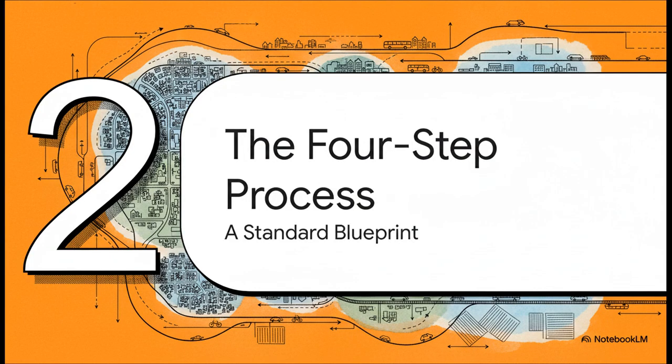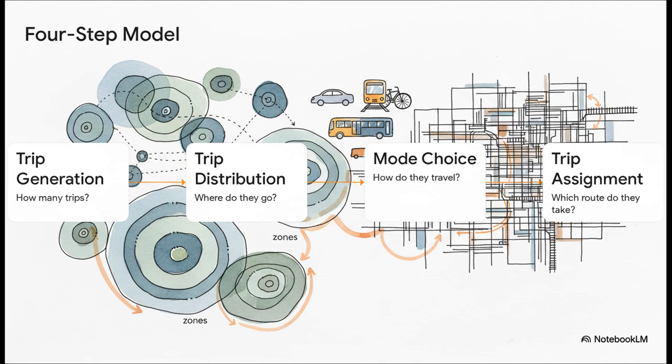All right, let's talk about the framework that has really been the backbone of transport planning for decades. Understanding this process is key to seeing where our main topics today, zones and networks, really fit into the puzzle. This is the classic, the industry standard blueprint. Step 1, trip generation, asks, okay, how many trips are we even talking about? Then trip distribution figures out where they're all going.